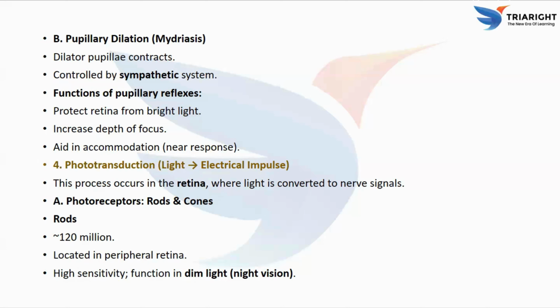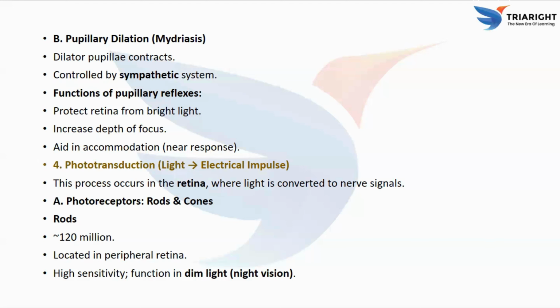Light to electrical impulses. This is the core function of the retina. So what is phototransduction? It is a process where light is converted into electrical signals that the brain can interpret as vision. So where does it occur? In the retina, mainly in the photoreceptors like rods and cones. Photoreceptors are nothing but rods and cones.